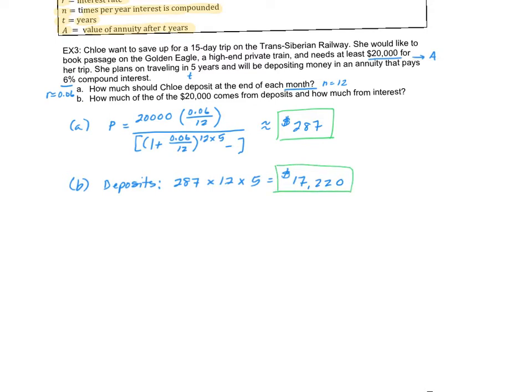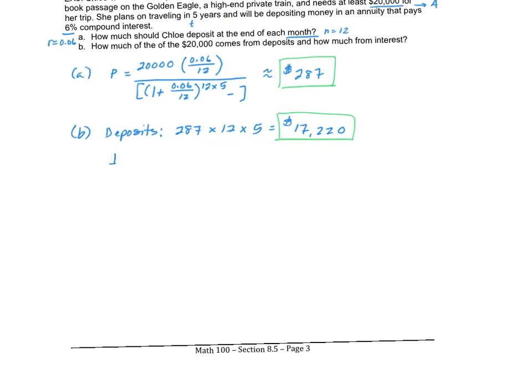And then the interest that she gets from this investment is going to be the amount she gets, which is the 20,000, subtract from the amount that she put in, her deposit, 17,220, and that will equal 2,780. That would be the interest that she earned.